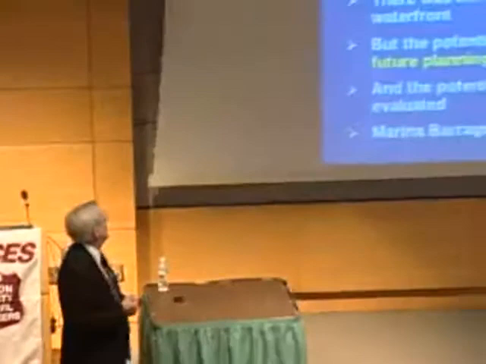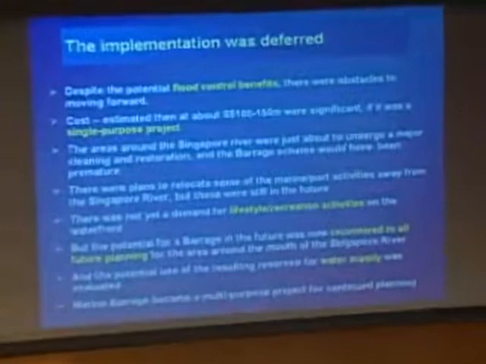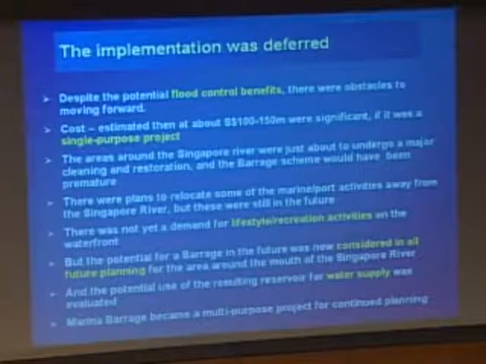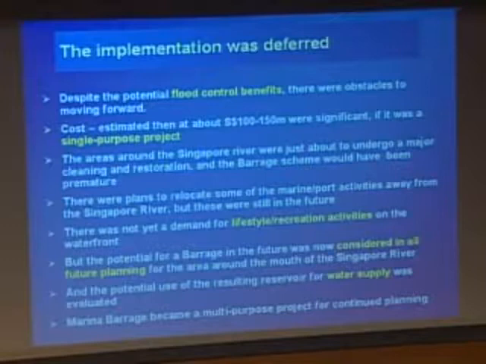We were looking at it only for flood control, and we were looking at about 100 to 150 million Singapore dollars, 100 million US in round numbers, which was expensive for a single-use project, although the Bukit Timah scheme by itself cost about that amount of money. The areas around the Singapore River were starting to be upgraded. They were never sure how much the population would really take to cleaned up rivers.